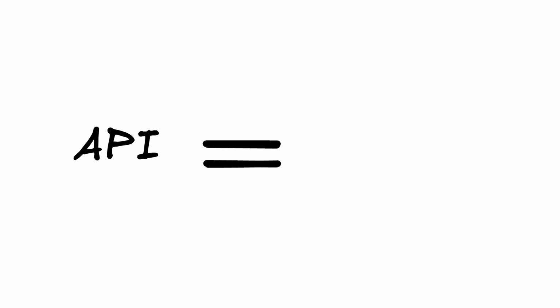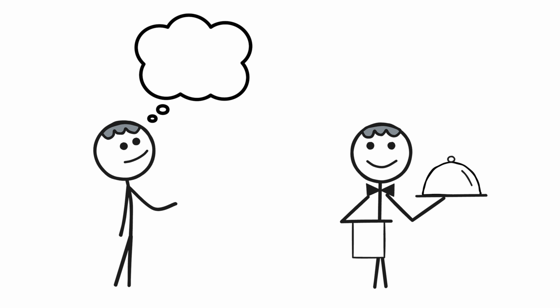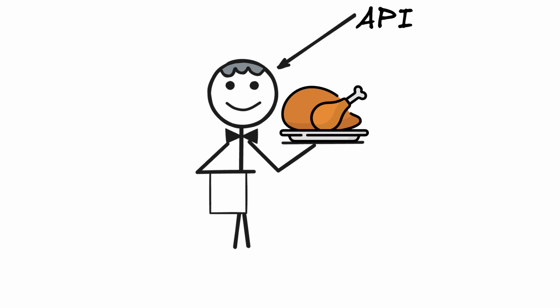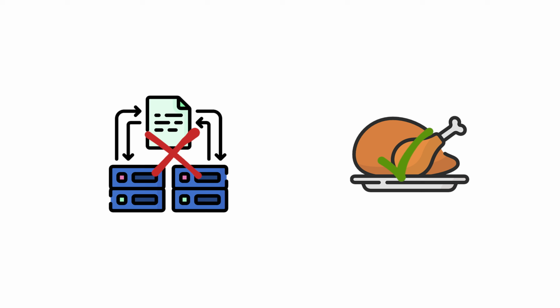An API is like a waiter in a restaurant. You, the app, tell the waiter, API, what you want from the kitchen, the server, and the waiter brings it back to you. Boom. No tech jargon. Just food. Everyone loves food.